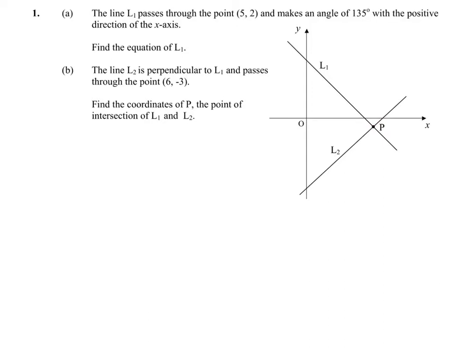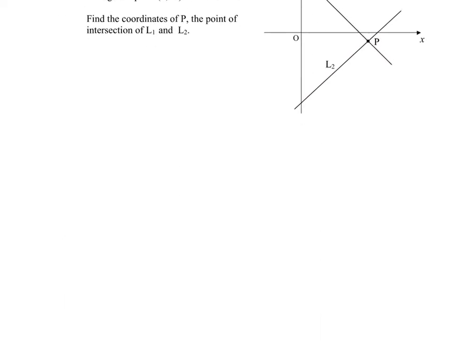In order to do that, we'll need to know the equation of the straight line L1 and the equation of the straight line L2, and that's what we'll need to do in parts A and B before we find point P. So first thing we'll do is give ourselves a bit of room. What we're trying to do is find the equation of L1.